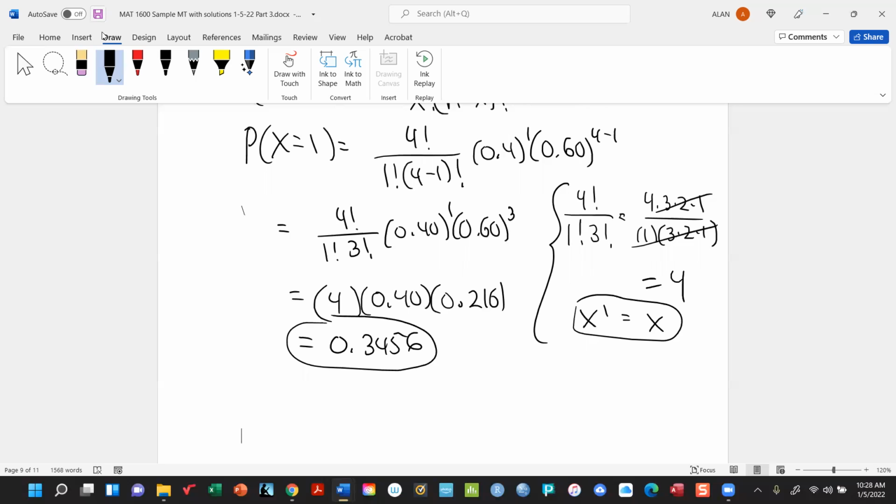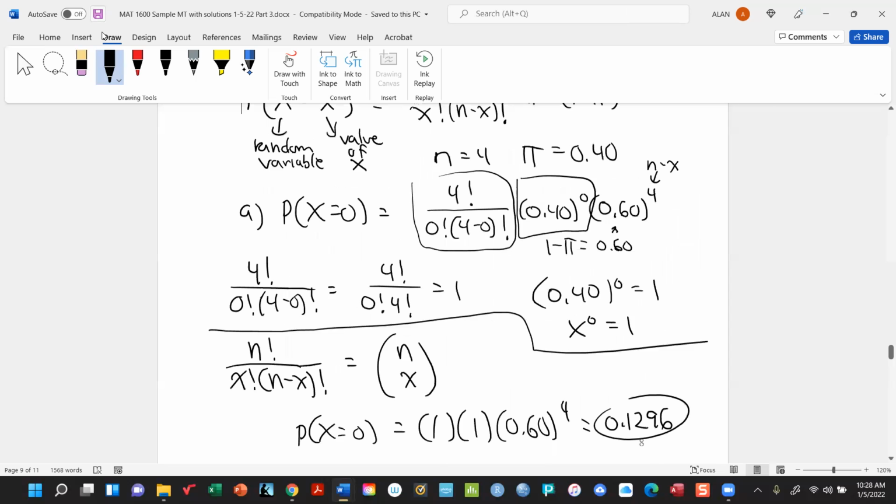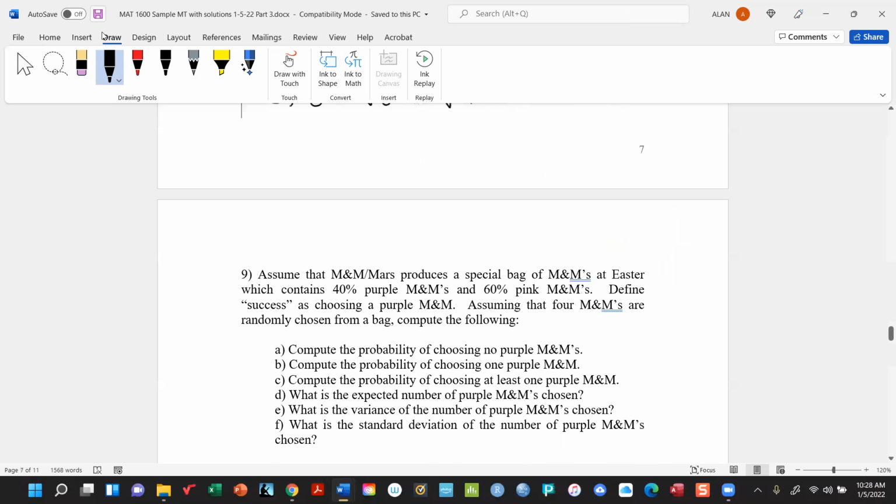Now, if you can get these first two, you can get any of them. I mean, they're all the same. As long as you plug in the numbers correctly and you really understand how the combinations work, there's no reason why you should ever make a mistake in these. But having said that, there's one here that's a bit of a trick question. At least one purple.